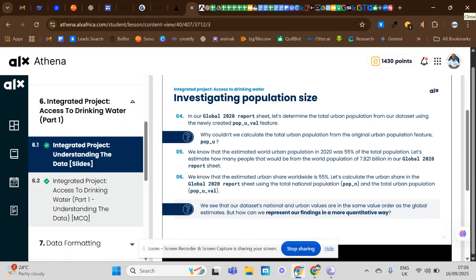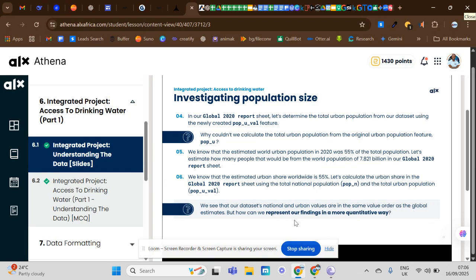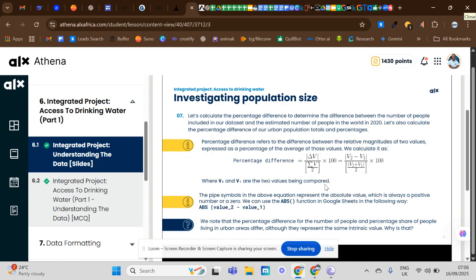Okay, so now that we have these four values that we have calculated perfectly, we move to the next one. Now we go to the slides to see what our next step is.